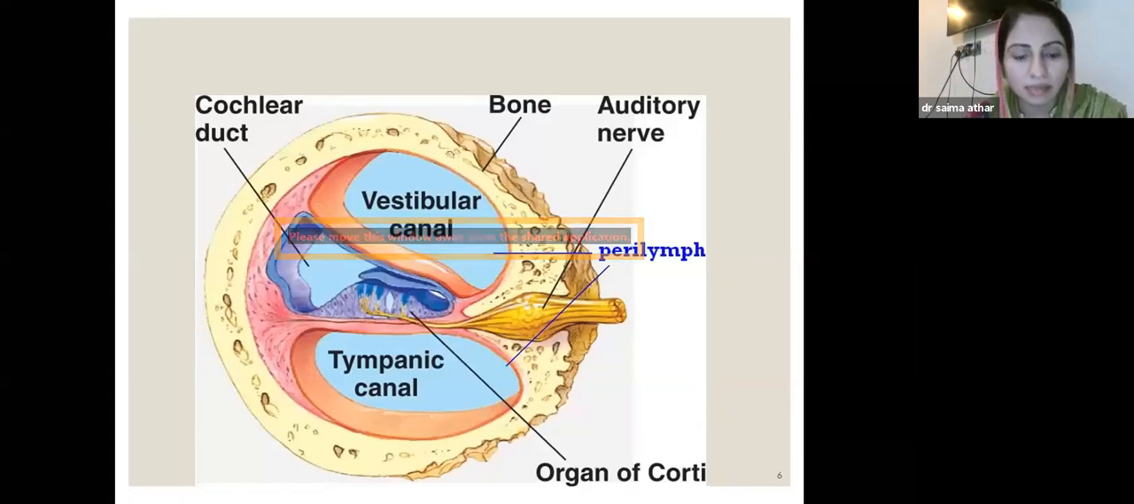The membranous labyrinth is actually a membranous structure which is lined by the epithelium. The bony labyrinth also is lined by the epithelium, but it develops from the mesenchyme, and different types of fluids are present.